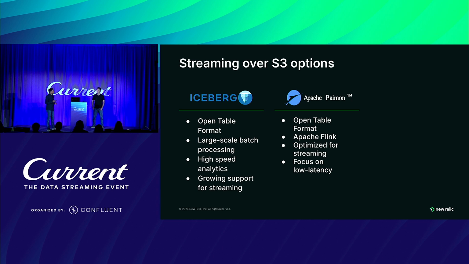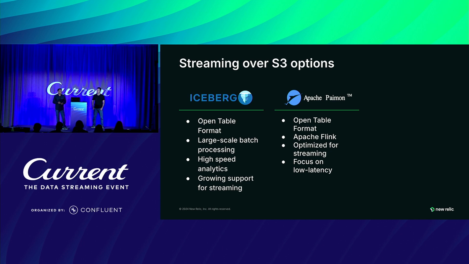Apache Paimon is also an open table format, but the project originated from within Flink as a Flink table store. That's what it used to be called, but then they made it a standalone project later so that they could support other engines as well. And the authors of the Paimon open table format took inspiration from Iceberg. This came into existence after Iceberg, after several years of Iceberg.